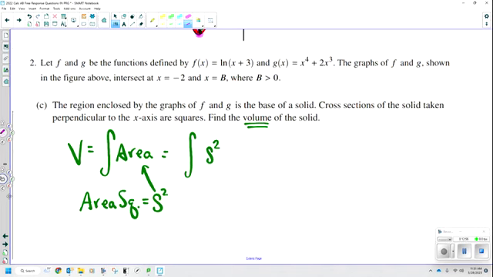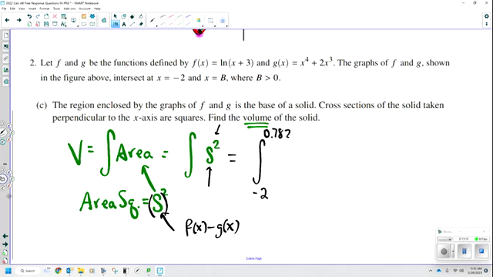All right, so my side is f of x minus g of x. If that's my side, I'm still going to have to square it. Do not forget the squaring. So I'm going to integrate. My bounds are from negative 2 to 0.782. My side, which is f of x minus g of x, that whole thing squared, dx. That is it. I am integrating the area.